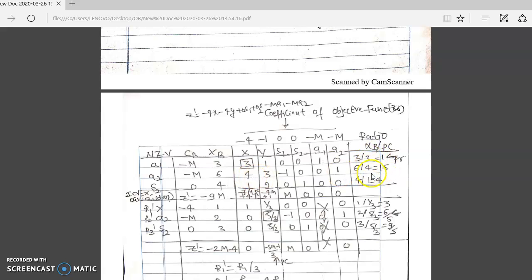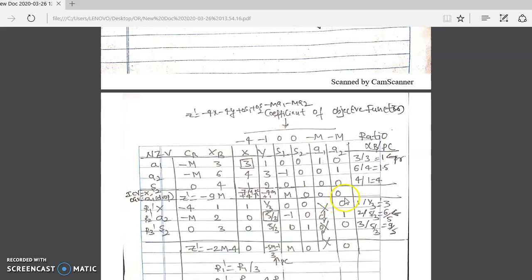Then we obtain the pivotal row. How to obtain the pivotal row? Find the ratio. XB values 3, 6, 4 divided by PC values 3, 4, 1. Then we get 1 as the pivotal row, and this becomes the pivotal key element. The incoming variable is x and the outgoing variable is a1. Whenever the outgoing variable is a1, we drop it in the subsequent iteration.